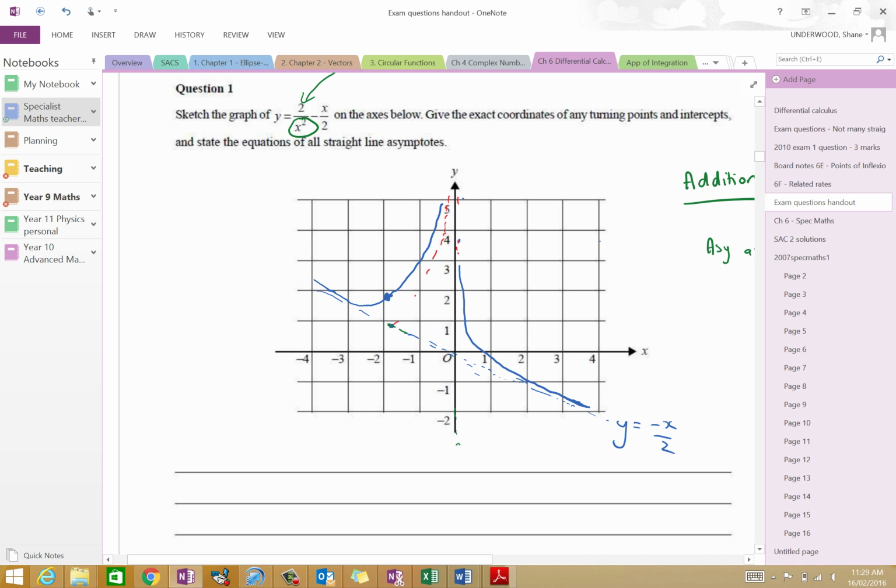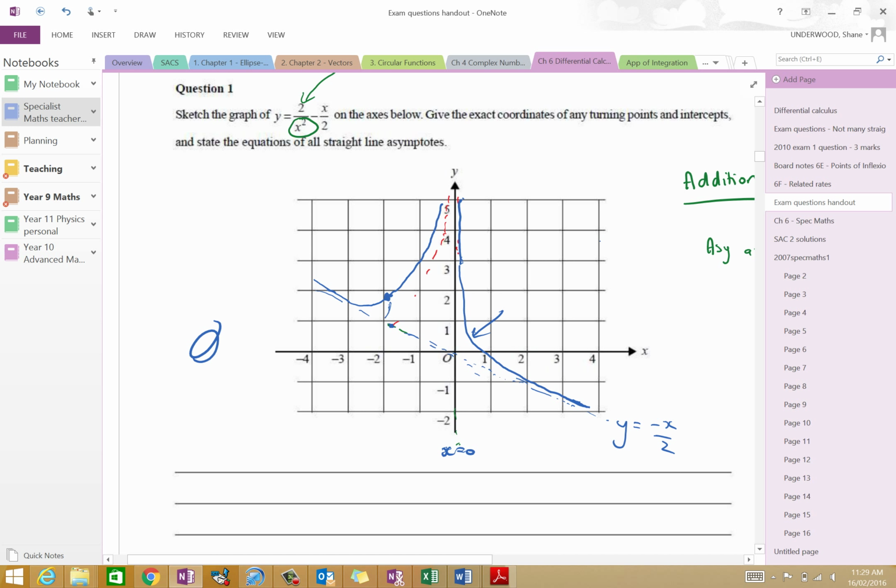But how do we go ahead? So we've got our two asymptotes at x equals 0 and y equals negative x on 2. We've got a shape roughly. We can see there that there's not going to be a turning point over here. It's not actually a turning point over there, or is it? Well, we'll find out.